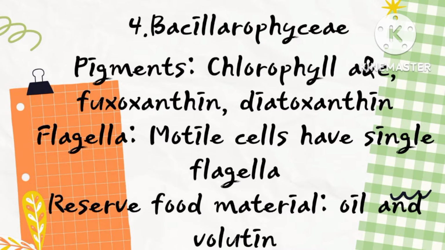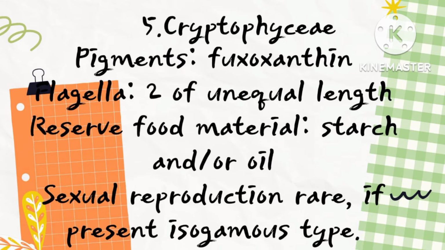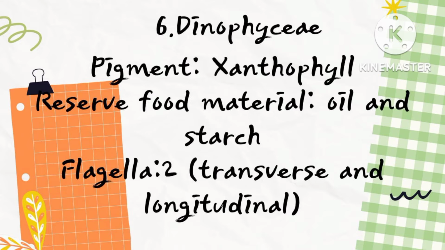Fourth class is Bacillariophyceae. Pigments include chlorophyll a, c, fucoxanthin, diatoxanthin, etc. Motile cells have a single flagellum. Reserve food material is oil and volutin. Sexual reproduction is by fusion of gametes or formation of auxospores. Cell wall is siliceous and ornamented. Examples are diatoms. Next class is Cryptophyceae. Pigments include fucoxanthin, flagella 2 of unequal length. Reserve food material is starch and or oil. Sexual reproduction is rare, if present of isogamous type.